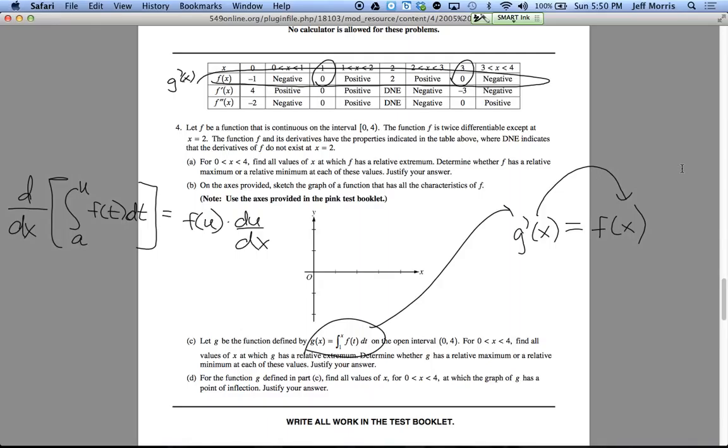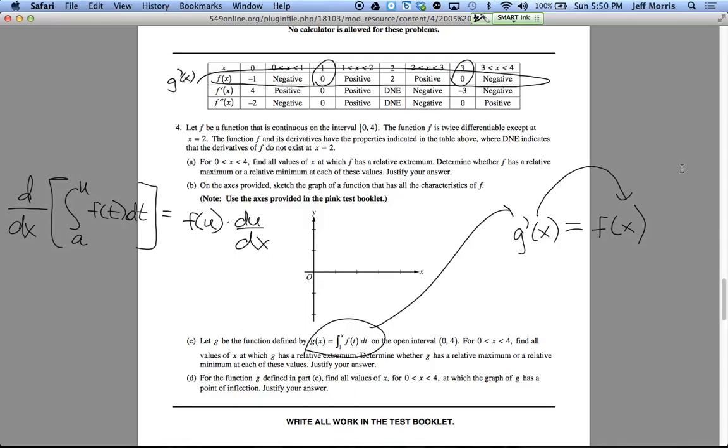Is 2 a critical value for g prime? No. Why not? Because this is equal to 2. It's not equal to 0 or undefined there. So they want to know relative extrema. What is it at 1? It's a relative min. Why? Because g prime goes from what? Negative to positive. What about at 3? Relative max. Because g prime goes from what?